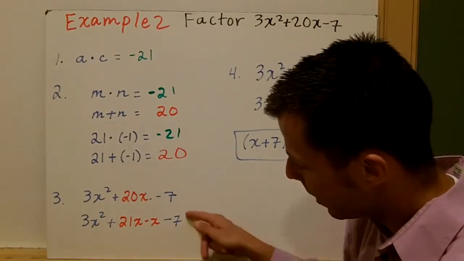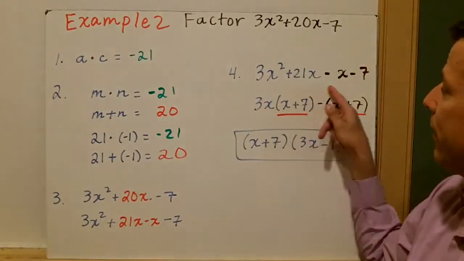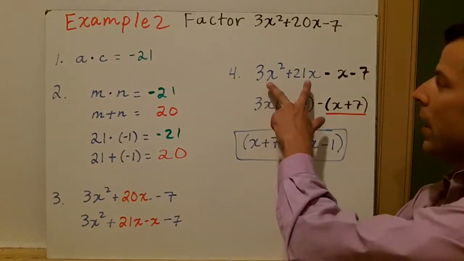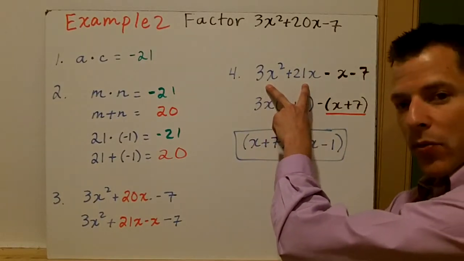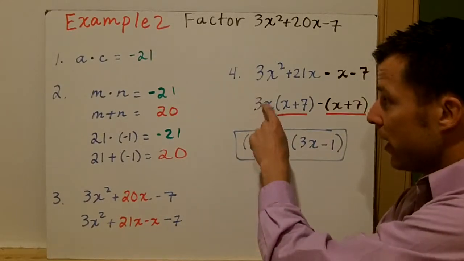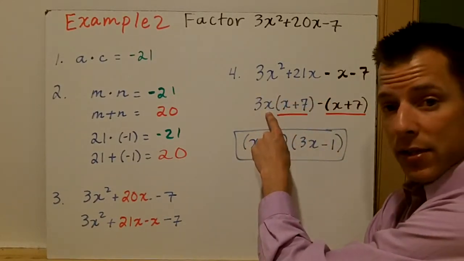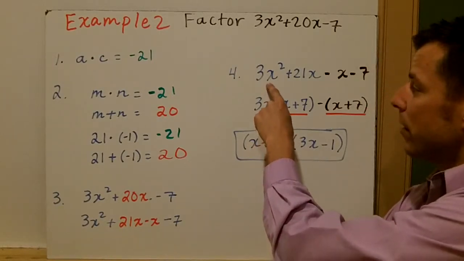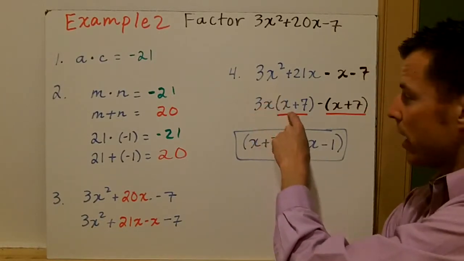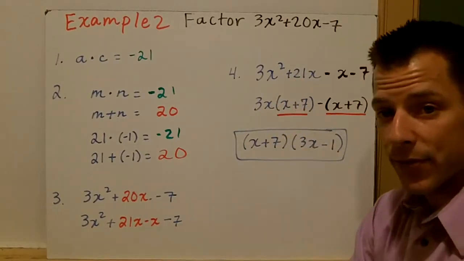So here's my rewritten expression. Now we factor by grouping. So we go up to step 4. And I look here and I say, well, what's common between 3x squared and 21x? Well, the term 3 and 21 both have an x. So I factor out 3x, and let's look at what's left. Okay, 3x goes into 3x squared x times, 3x goes into 21x 7 times.